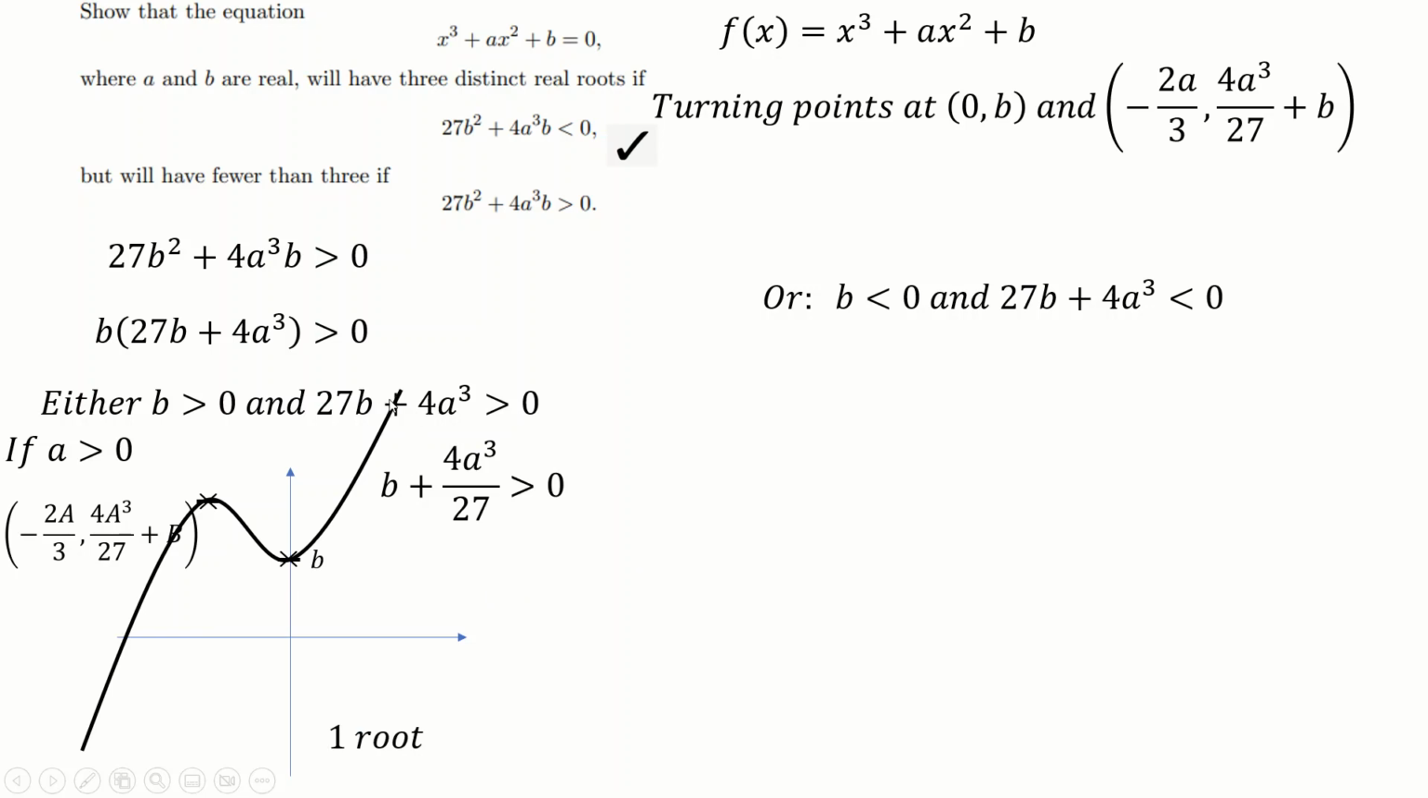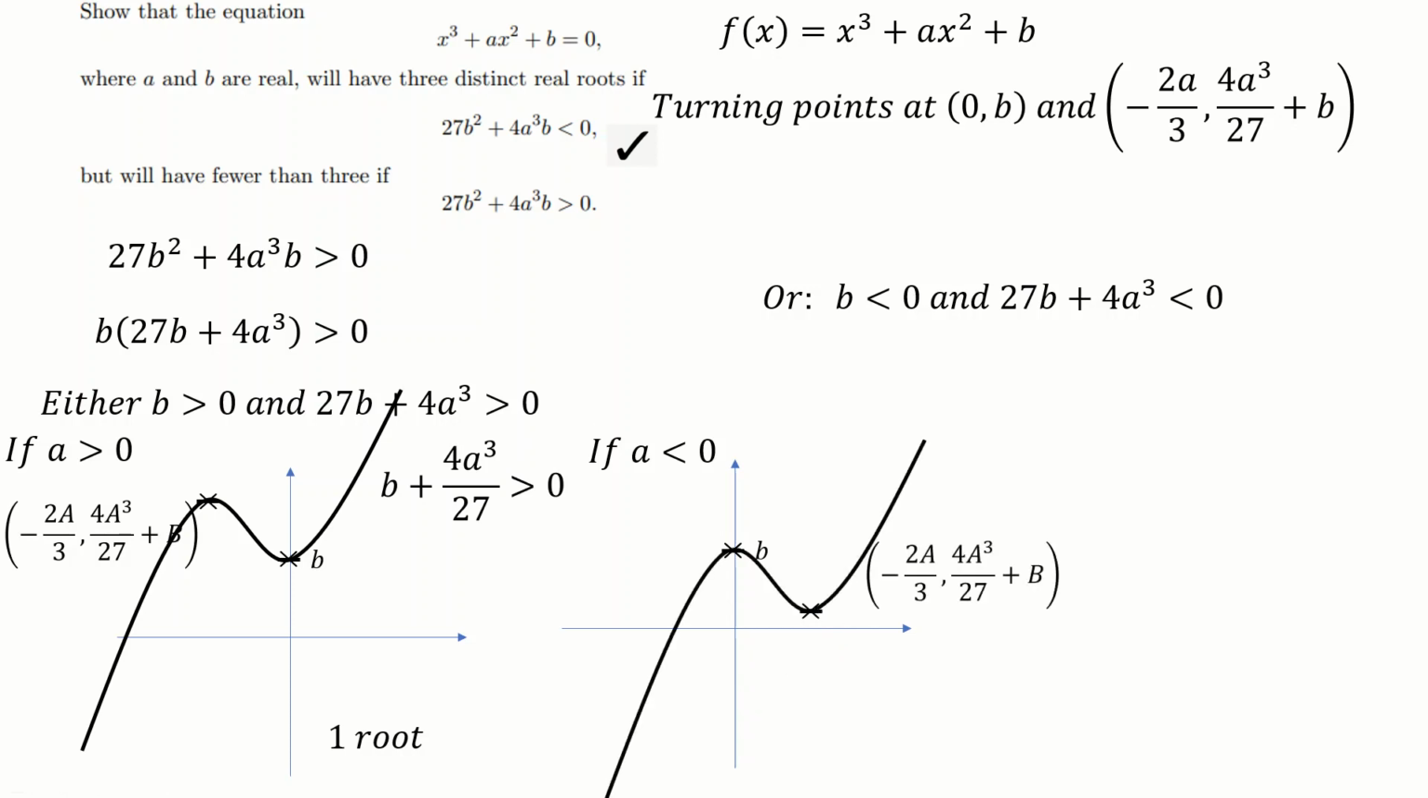Next, we say, okay, well, we haven't discussed what happens if a is negative here, so let's discuss now what happens if a is negative. The sketch looks very similar to start with. B is up here. Now this, if a is negative, this means the turning point is over here somewhere. But we know the y-coordinate is greater than 0. So it's over here and above the x-axis, and then the sketch gets through like this, and we have 1 root as well.